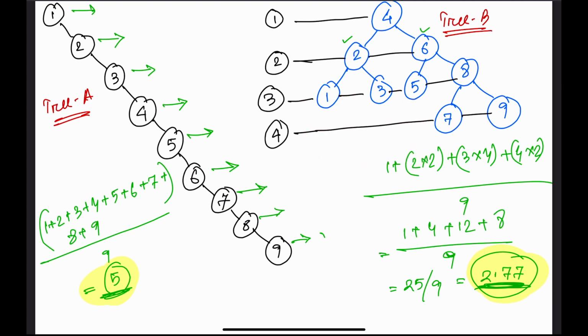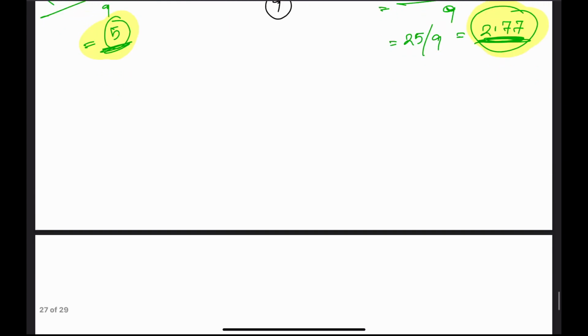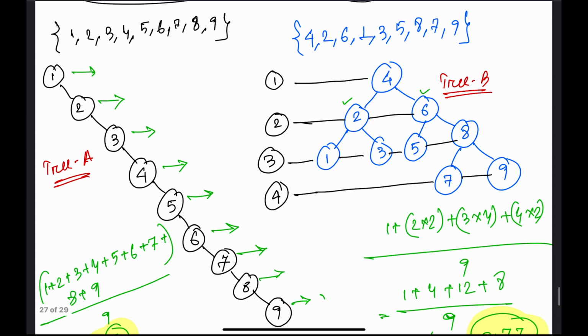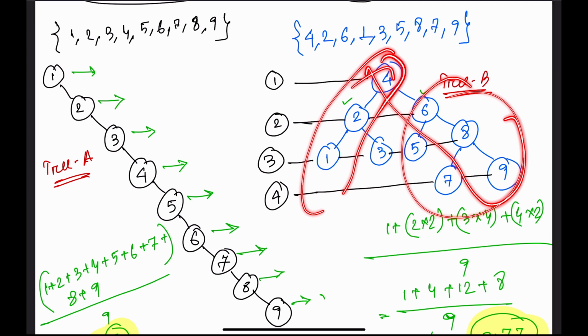So this balanced concept, a binary search tree which would be balanced. What do we mean by balanced? We will talk about it later. So this height balance: in the left subtree and in the right subtree also there are heights, right?